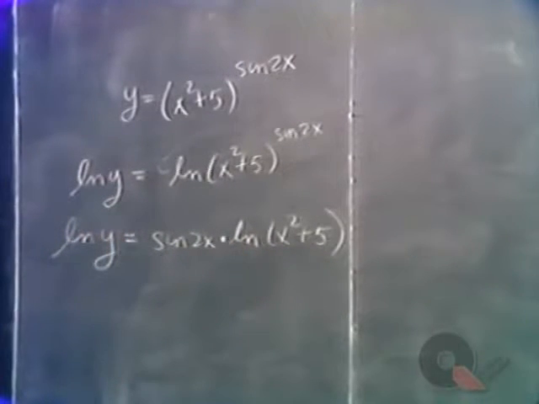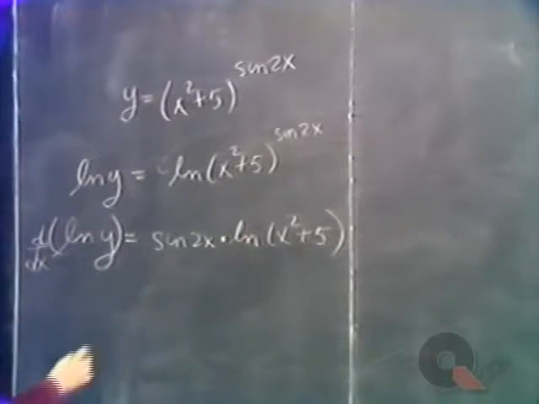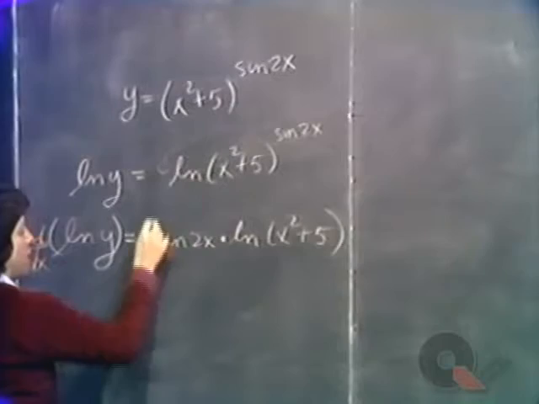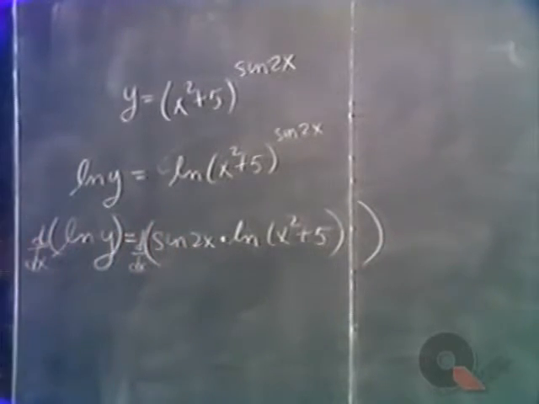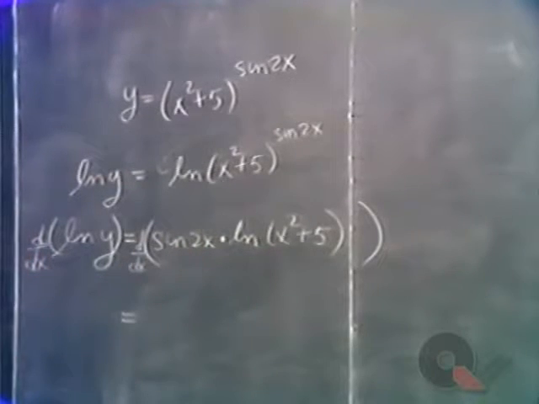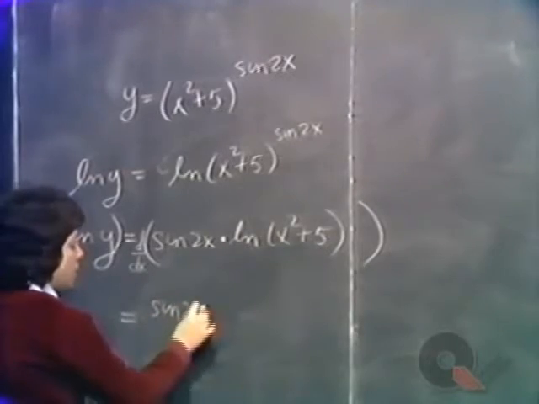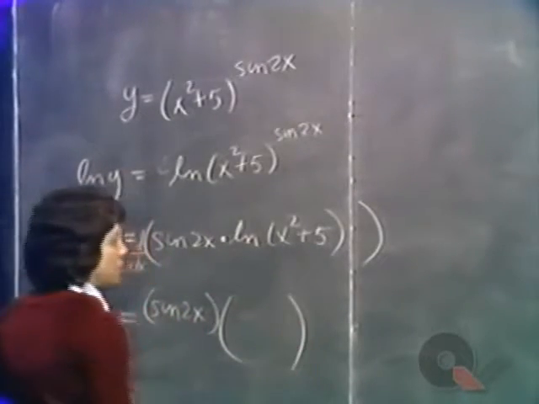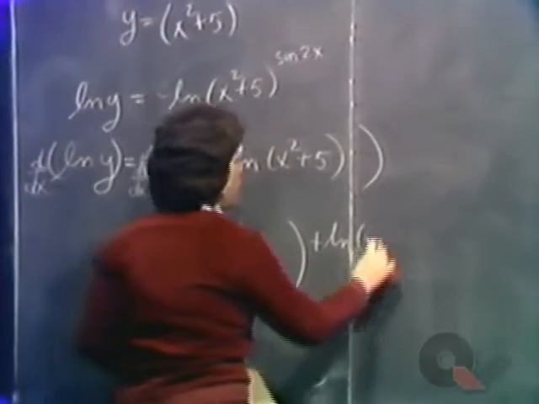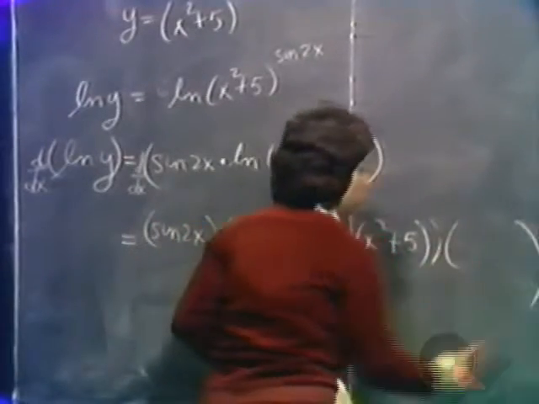And now, at this point, we're going to take derivatives of both sides with respect to x. So we'll take the derivative of log y with respect to x equals the derivative with respect to x of this whole thing. Now, on the right, we have a traditional product to differentiate. We're going to get the first, sine of 2x, times the derivative of the second, plus the second, log of x squared plus 5, times the derivative of the first.